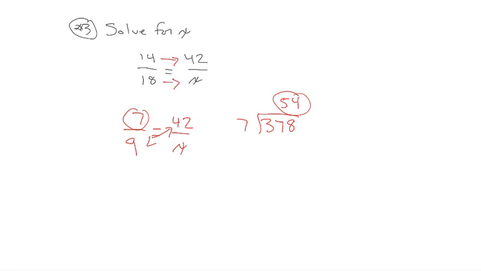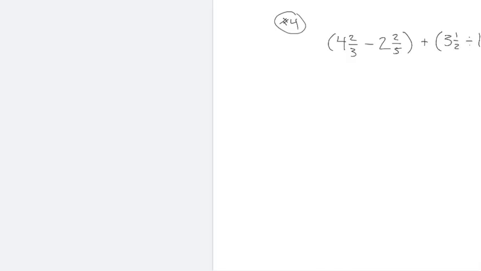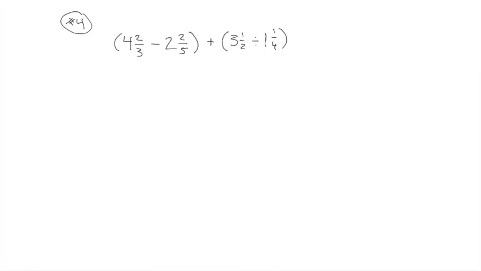So there are a couple different ways to find the answer to number 3. Let's move on to the next one, number 4. Number 4 is a series of order of operations where we have 4 2/3 minus 2 2/5 in parentheses on the left, and that's being added to a division problem. 3 1/2 divided by 1 1/4.